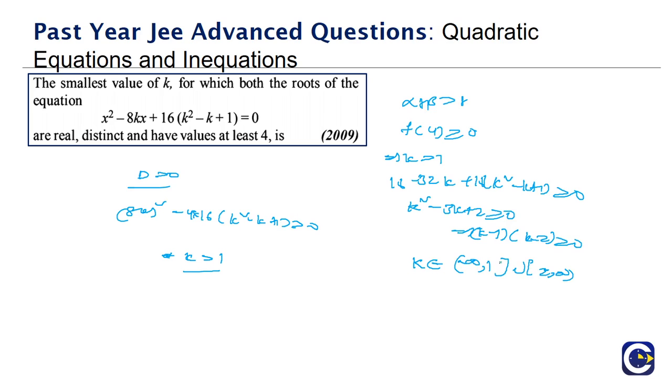So combining these two conditions, k value must be greater than or equal to 2. So the least value of this is 2. So the answer for this question is 2. Moving on to the next question.